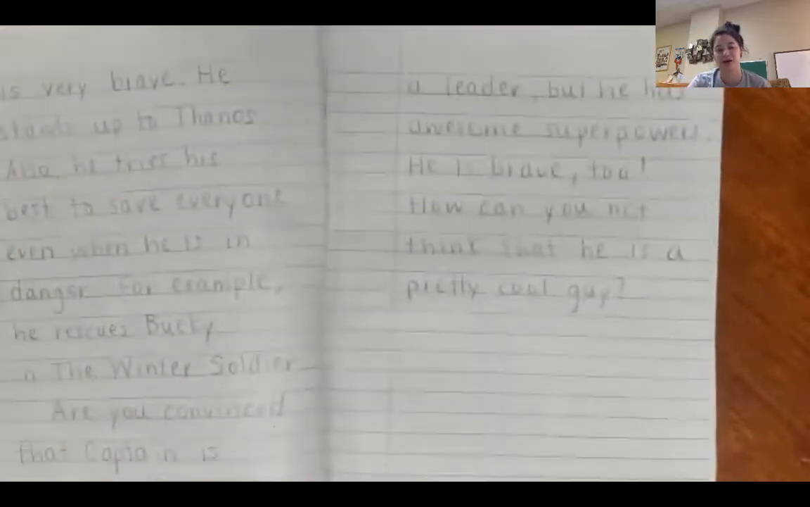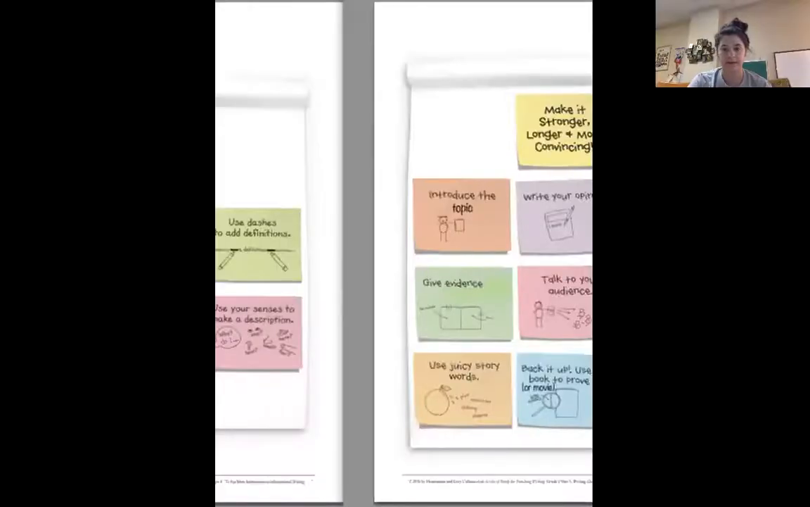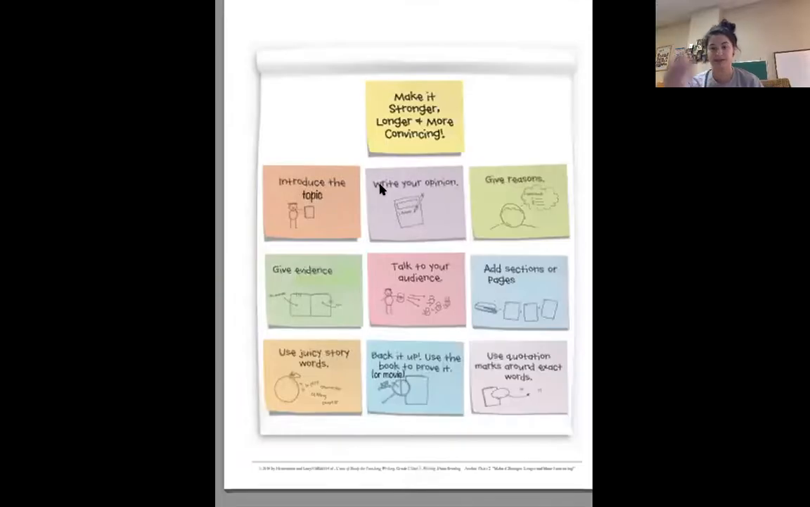And now I'm going to show you how I use this chart as a checklist for myself. I want to make sure that I have everything on this list. I'm focusing on the opinion chart because this is an opinion piece. Okay, so looking at my first Post-it, to introduce the topic. Did I do that? I did, because I stated my opinion. I said Captain is my favorite Avenger. So that one I've actually done, so I can put a little check there. Okay.